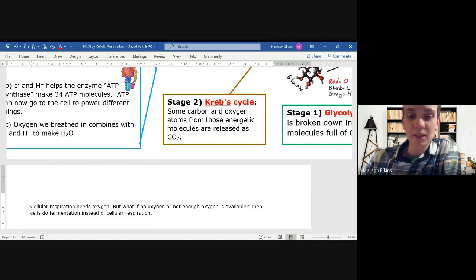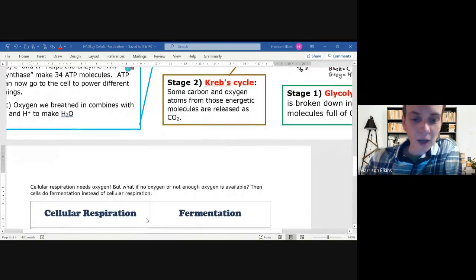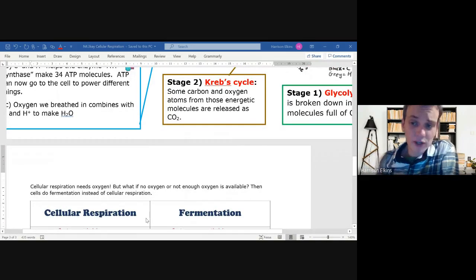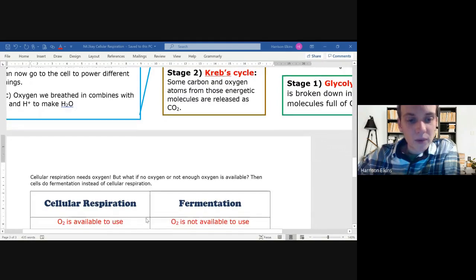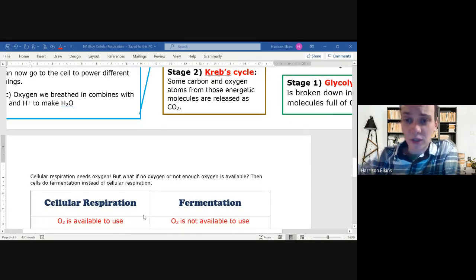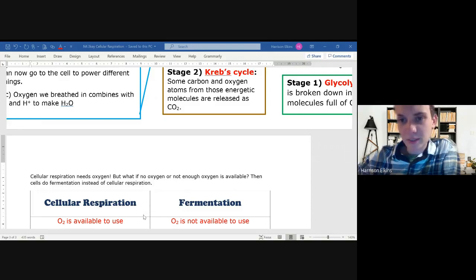Okay, so let's look at some examples. We're going to compare cellular respiration and fermentation, which are both ways of breaking down sugar. In cellular respiration, oxygen is available to use. In fermentation, oxygen is not available to use. You can write this down.